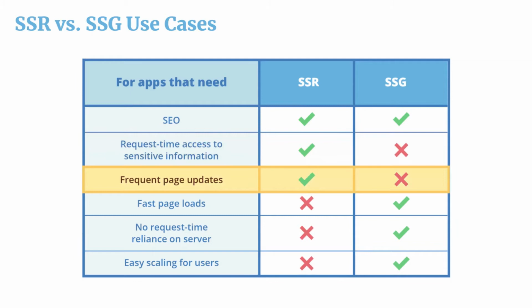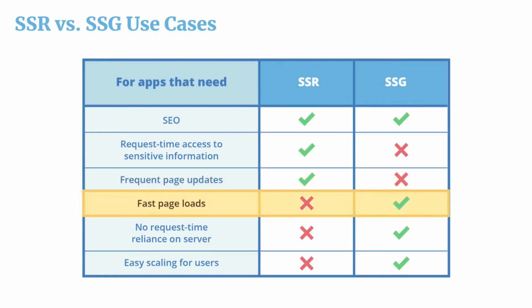Server-side rendering is a good fit for apps whose page content needs to remain up to date, since the server regenerates the page on every single request. In contrast, static site generation isn't well suited for frequent changes, since a build and deployment process must be executed each time a page's content needs to be updated.